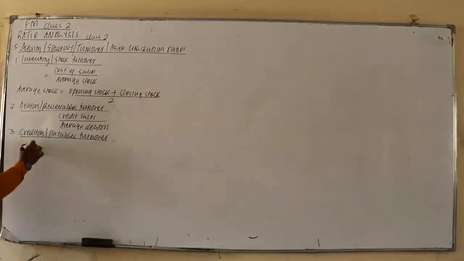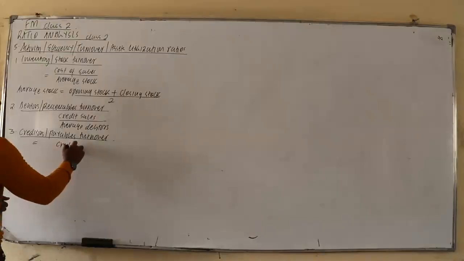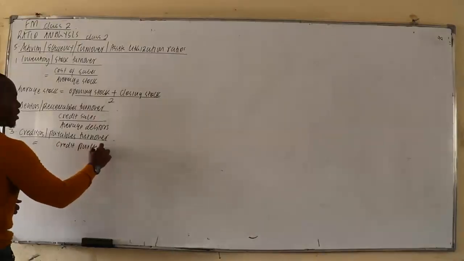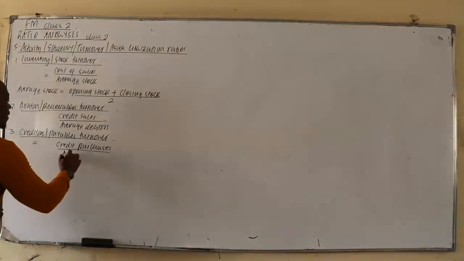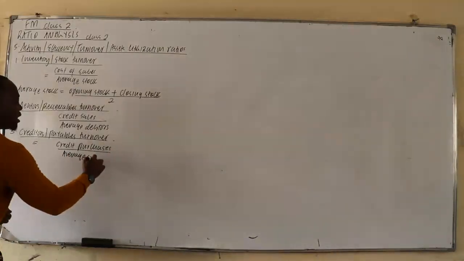It's calculated as follows. What gives rise to payables is when the company buys goods on credit, so you take the credit purchases and divide by the average creditors.